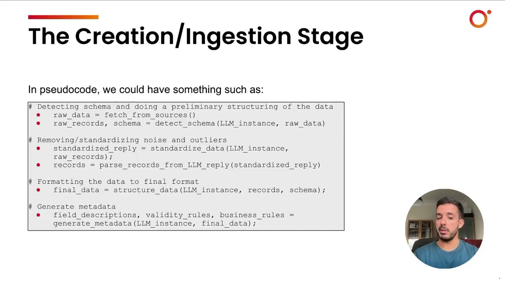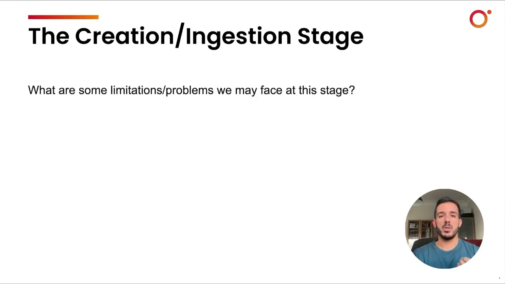And we can naturally also generate metadata, as we said, right? Taking field descriptions, validity rules, business rules, and so on, right? We would have a function that serves as a wrapper. We provide the dataset, the criteria, and then the LLM actually generates those metadata and returns them in a structured format.